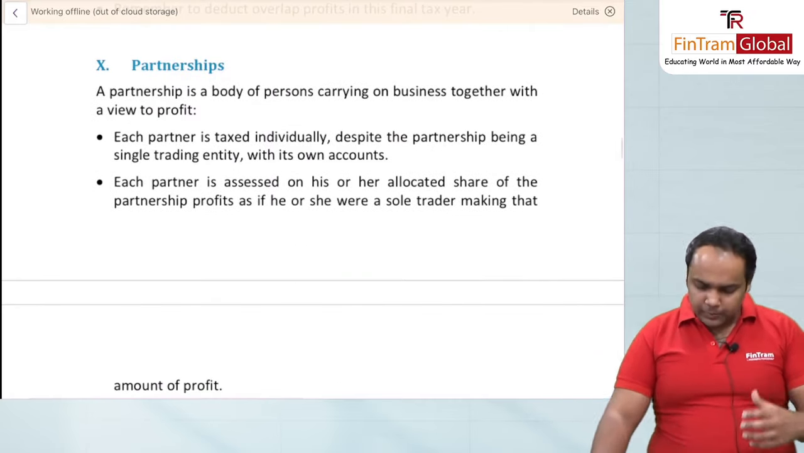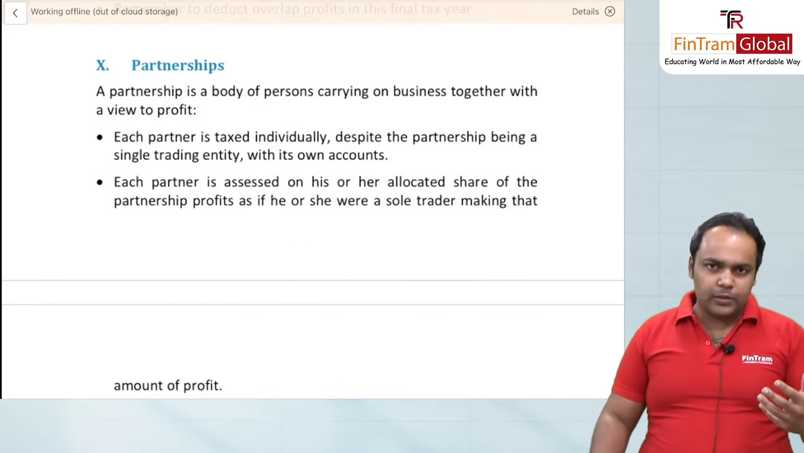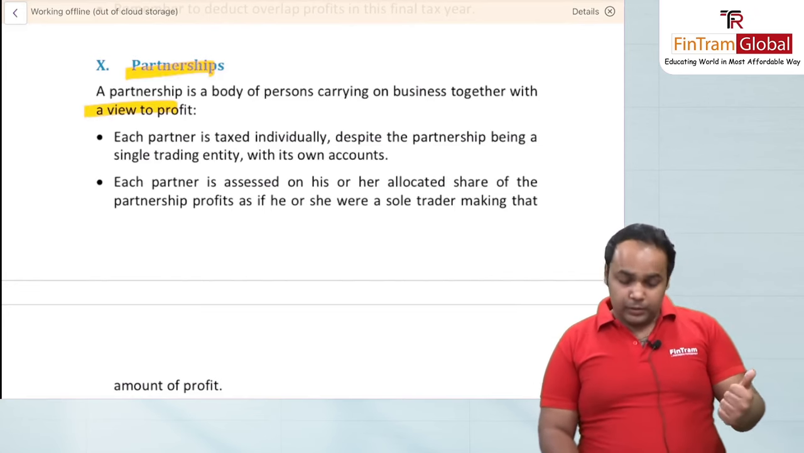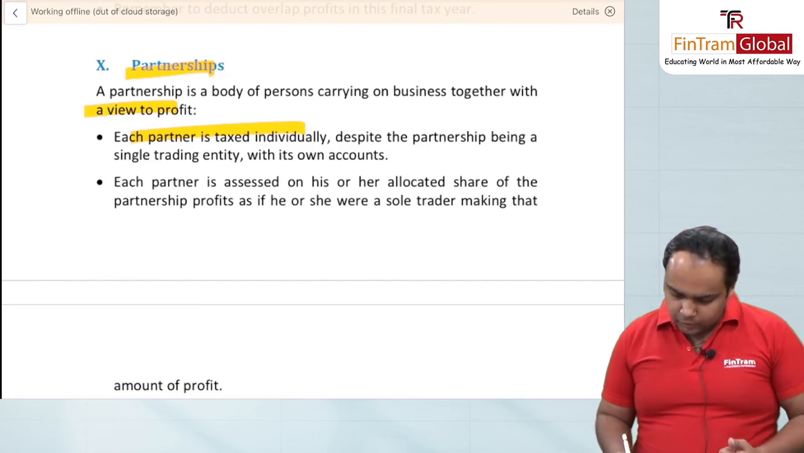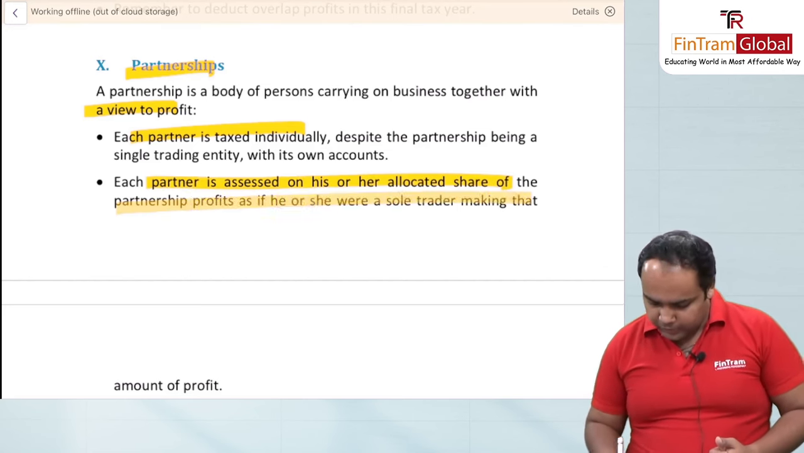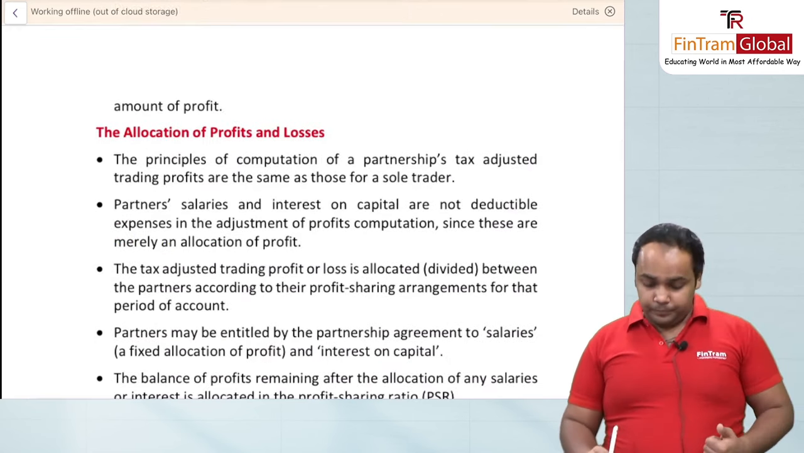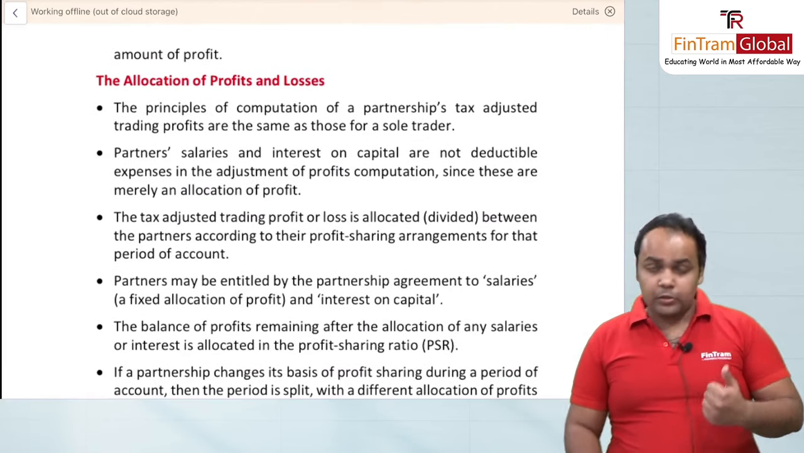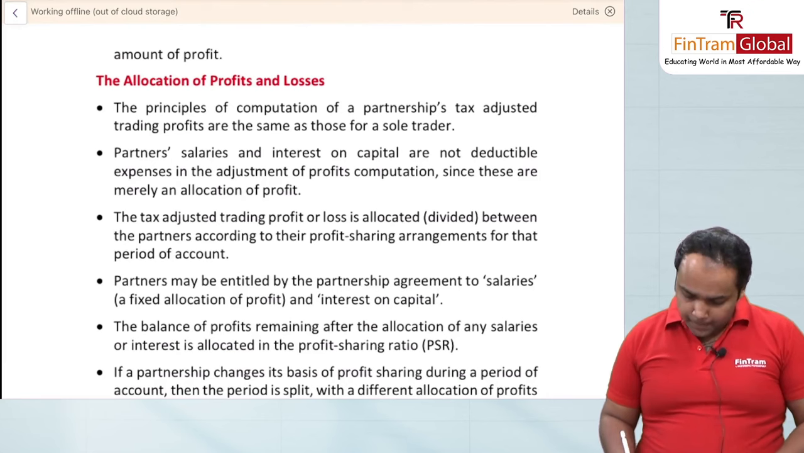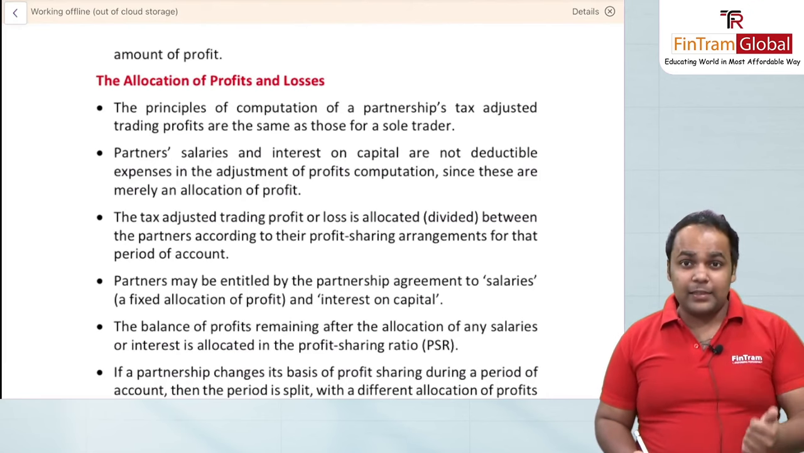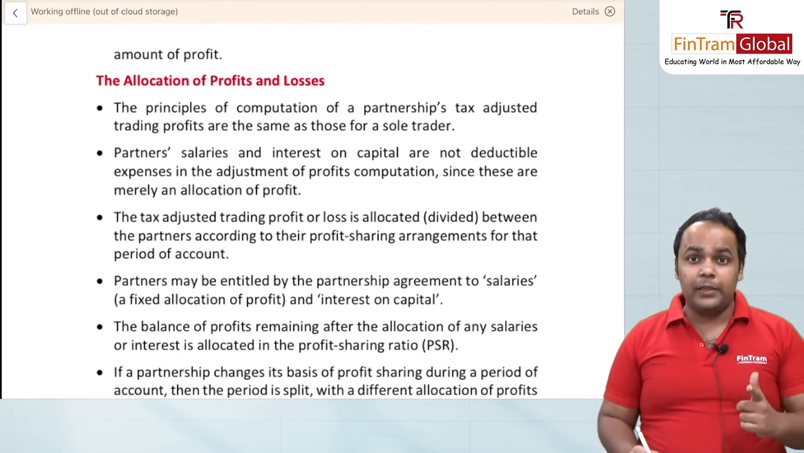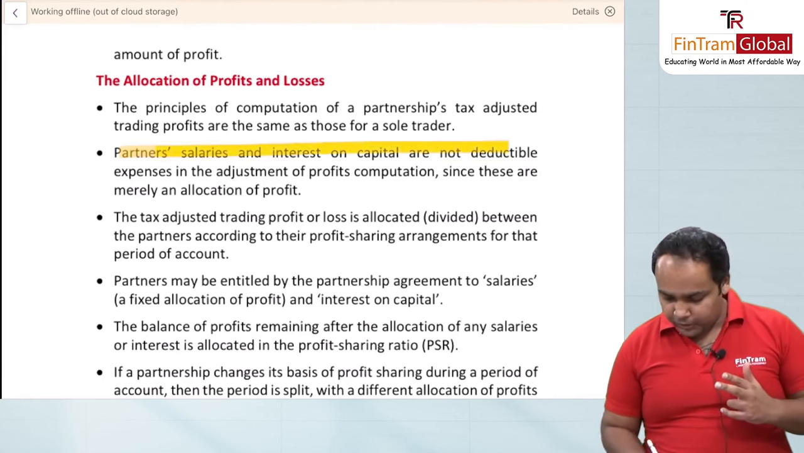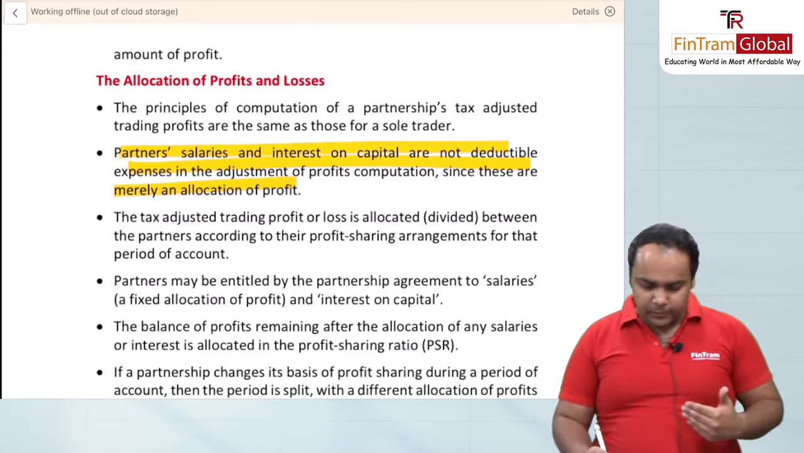Quickly on to partnerships, guys. Partnerships, again, is a body of persons carrying on business together with a view to profit. Every partner is taxed individually. They are taxed on their allocated share of profits as if they were a sole trader making those profits. Allocation is based on the profit sharing ratio. Remember, partner salaries and interest on capital will not be a deductible expense for the partnership, since they are only an appropriation of profit, not an expense for the business.